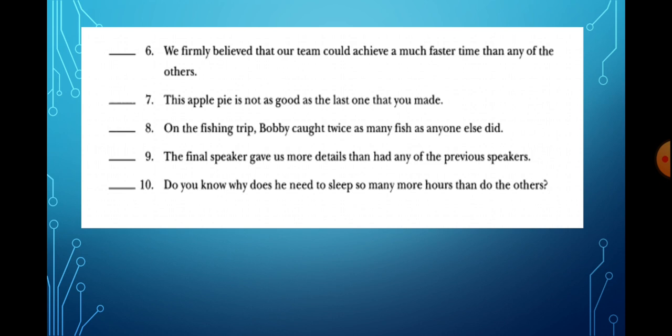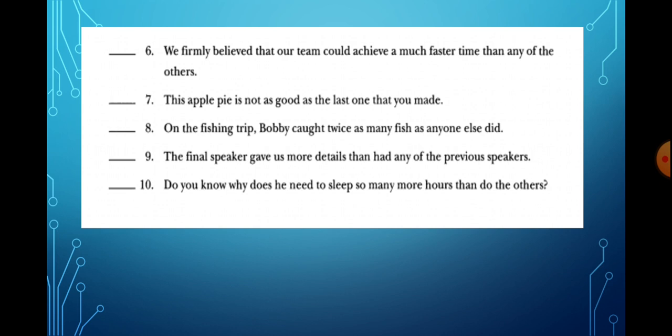Number 8, on the fishing trip, Bobby caught twice as many fish as anyone else did. It is a correct sentence. Bobby is the compared. Caught is a verb in the past. Twice as many fish as, this is the comparison sentence. Anyone else did, without making any inversion. We just said anyone did. So as we see, did and caught belong to the same simple past action verb. So the sentence is definitely correct in 8.